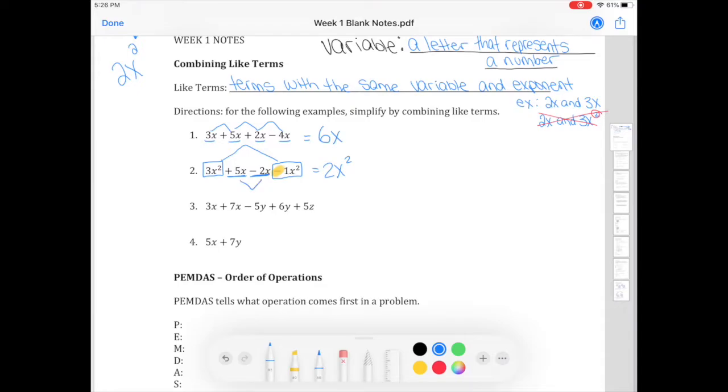Okay, and I'm not done. I have more to combine. So I have a positive 5x and a negative 2x. When you combine those together, 5 minus 2, or in other words, 5 plus a negative 2, whichever way you look at it, is going to be a positive 3, and the x, or the cookies, carry over.